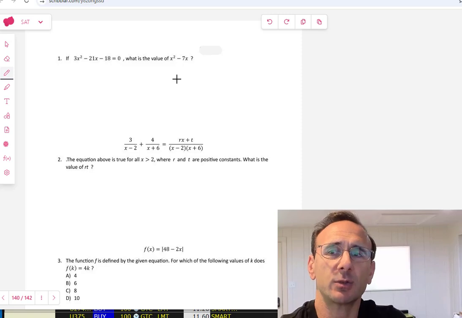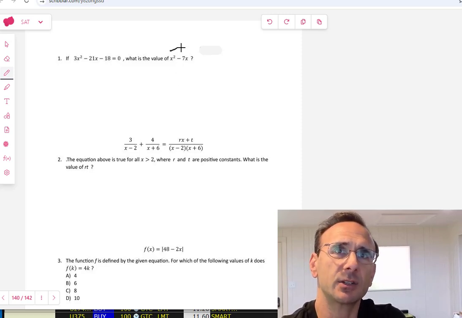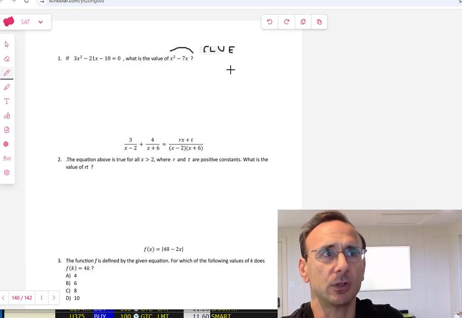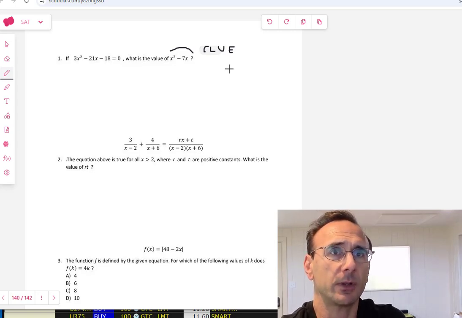Number one, here's an equation. What is the value of this expression? That is a clue. Anytime they ask you for some unusual expression, they're telling you it's going to be easier and faster to get that directly, not to get x individually. So always take the clue. How do we do this? We want to make it look like the answer.